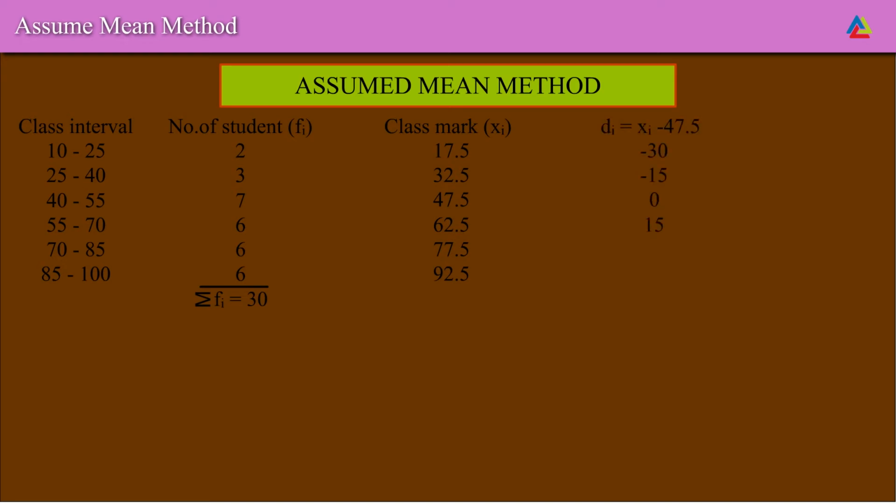We find difference di between A and each of xi. This is actually deviation of A from each of xi. Next step is to find product of di and fi and calculate summation fi di. Summation fi is 30 and summation fi di is 435.